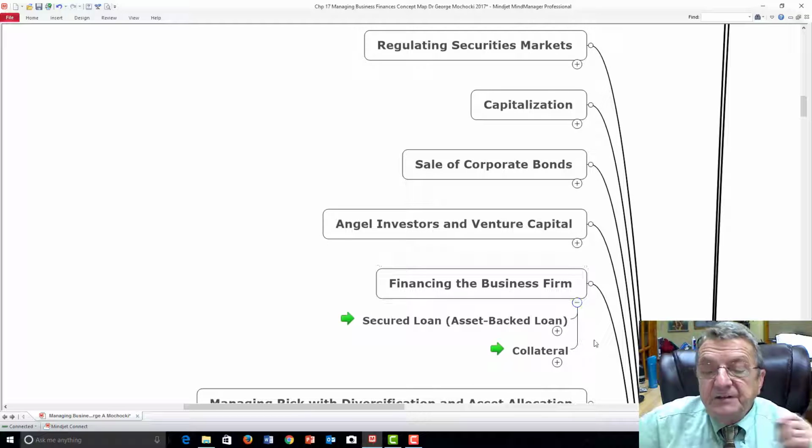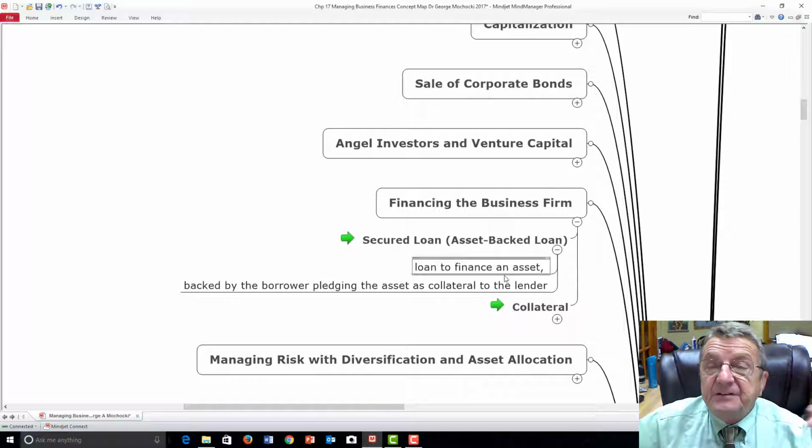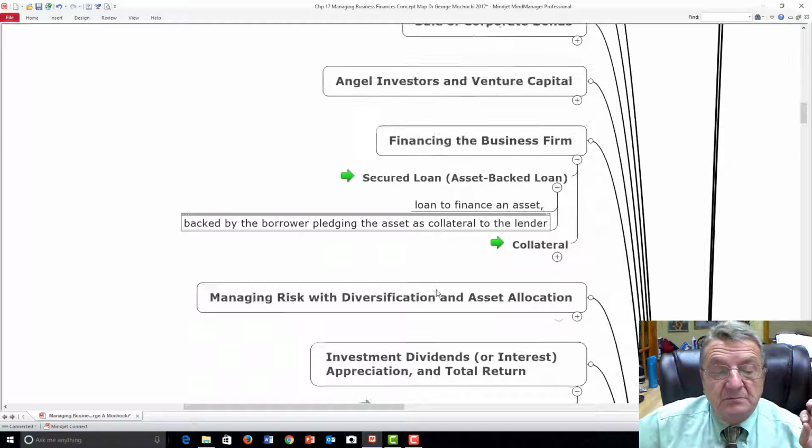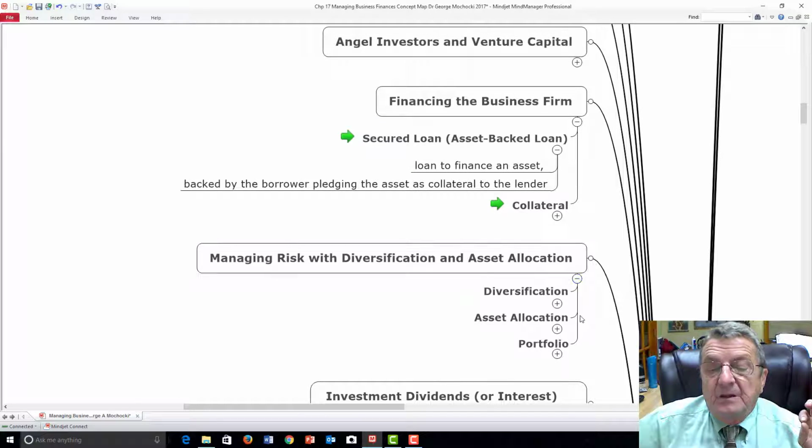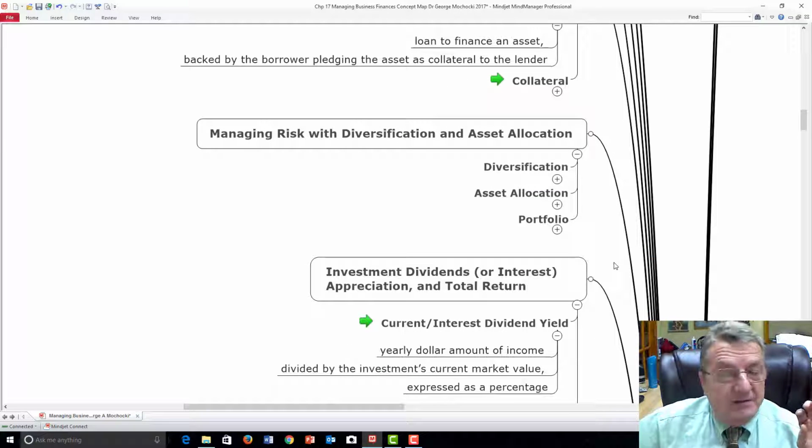Now, financing a business, you could do a secured loan backed by a business: a loan to finance an asset, backed by a borrower pledging an asset as collateral. Oh, sorry, let me go on to this one. Okay, I missed one. My apologies.